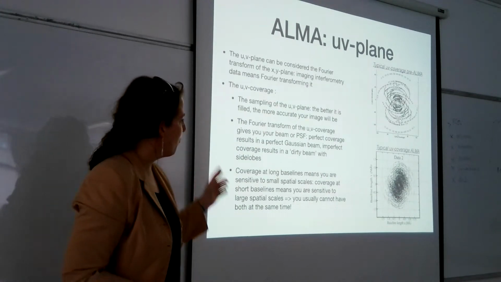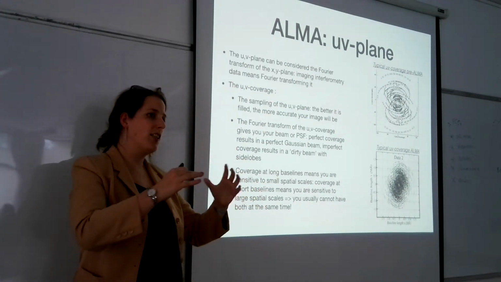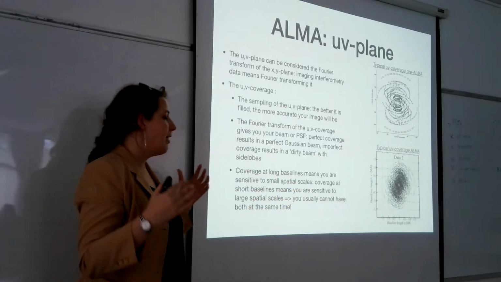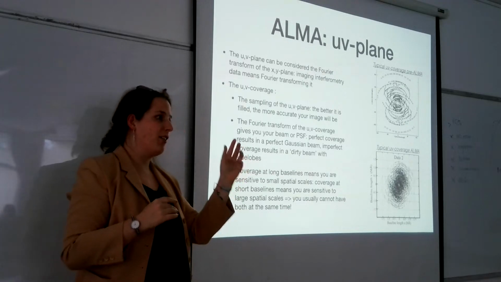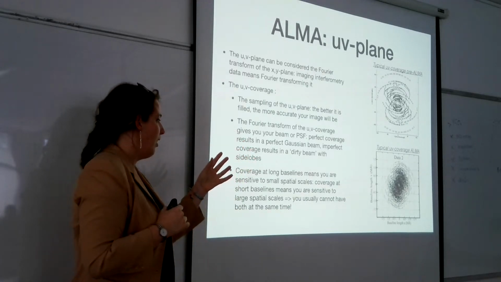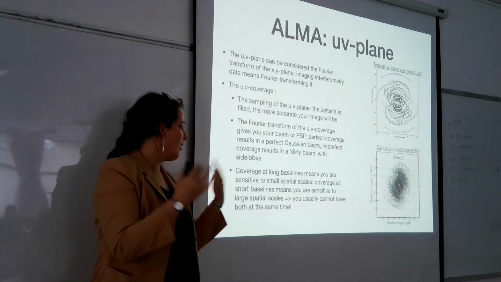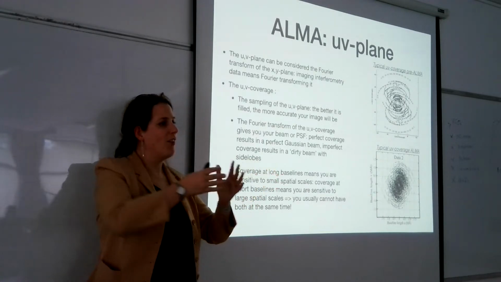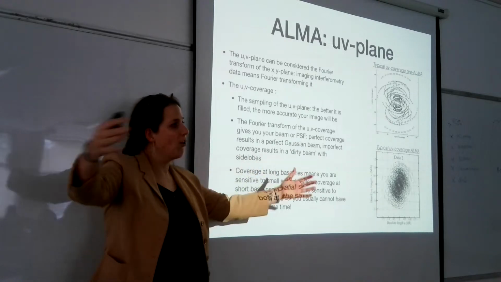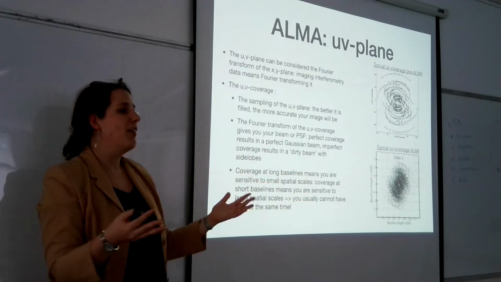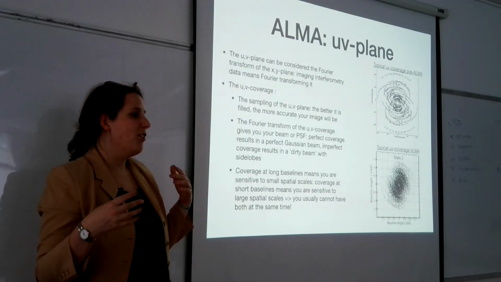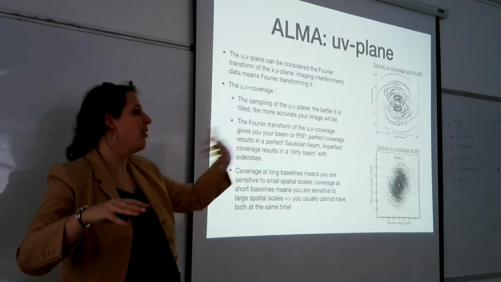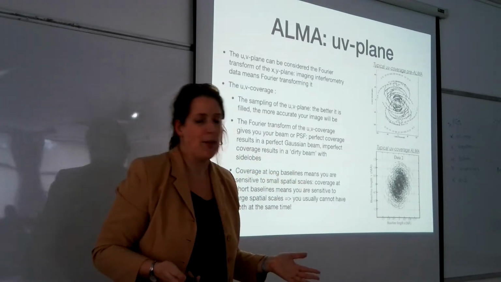And another thing to remember here is that if you have good coverage at long baselines, so if you're in an extended configuration, that means you're sensitive to very small scale variations. Short baselines, you're sensitive to large spatial scales. But there is a limit to the combination of the longest baseline and the shortest baseline within one configuration. So you either need to combine two configurations or accept that you don't trace both scales at the same time.